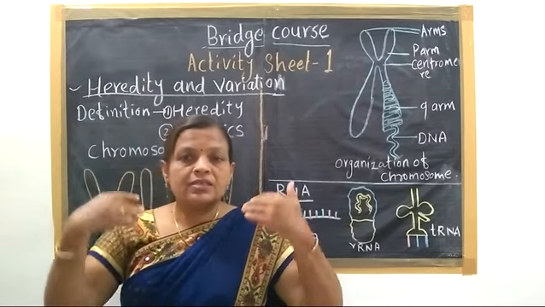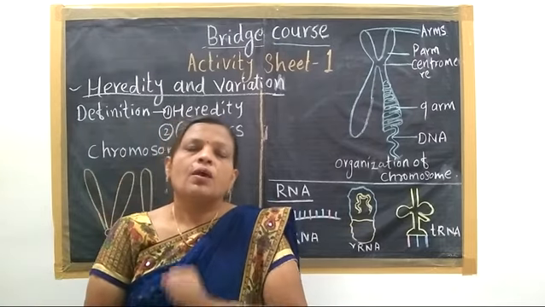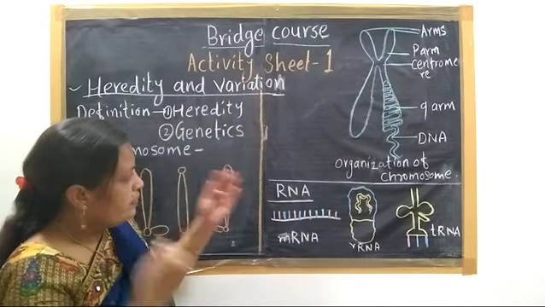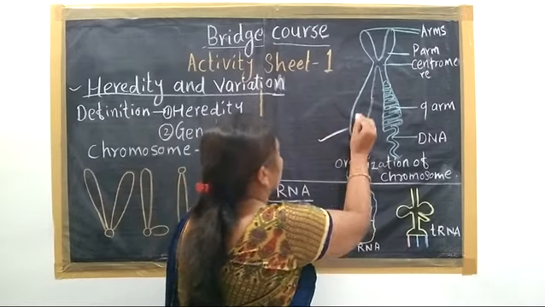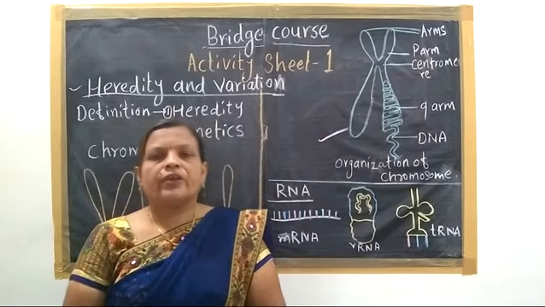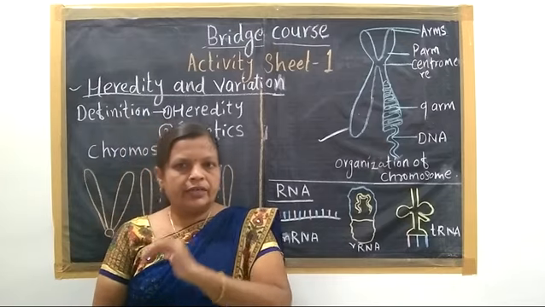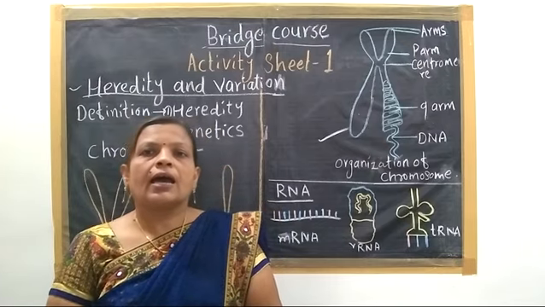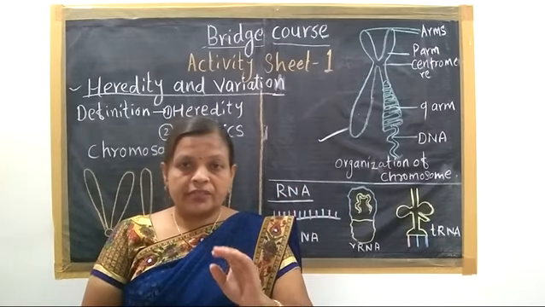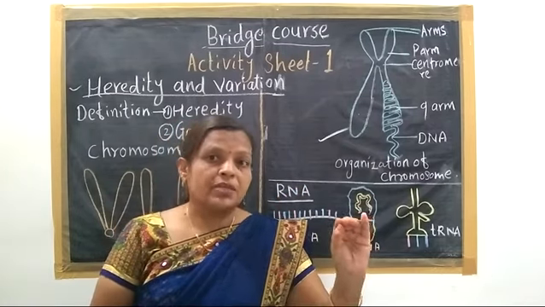Now, the factor that is responsible for the transfer of the characters is nothing but the chromosome. Now what is a chromosome? Where is it present? We have studied. Chromosomes are the fine network that is present within the nucleus of the cell.